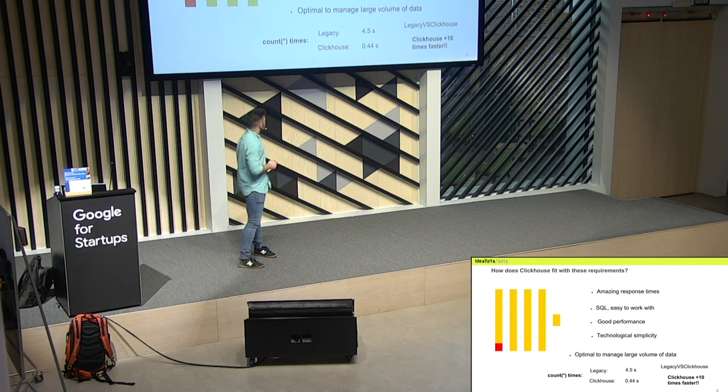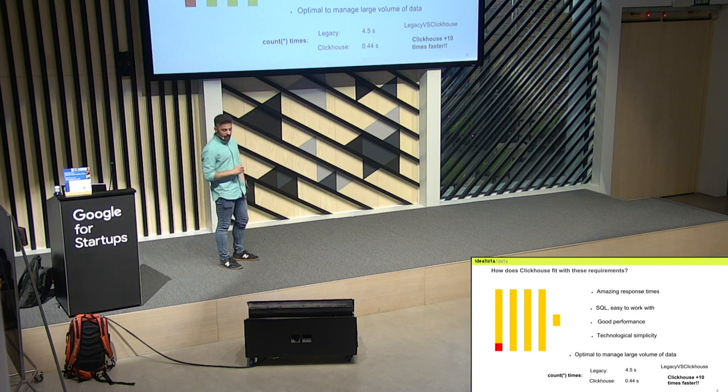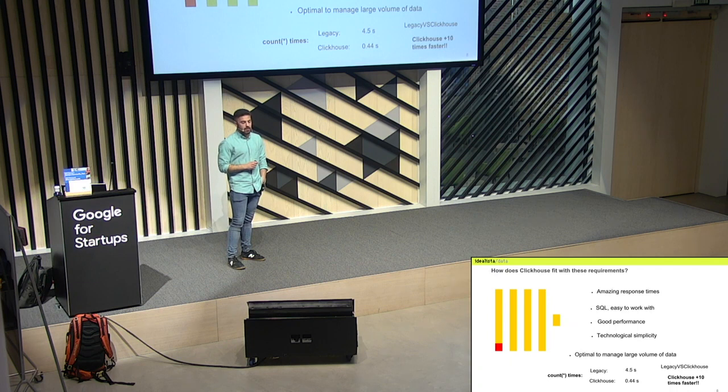And just as information, I did this morning a simple count query, okay? With a legacy database. I don't like to say names, but we can call it Oracle if you want, okay? And I did the same with ClickHouse. So the count was over 50 million records. The legacy database takes 4.5 seconds, while ClickHouse takes 0.44 seconds. So ClickHouse is 10 times or more than 10 times faster than the legacy database, okay? So it's true what you told us in the previous speech, okay?